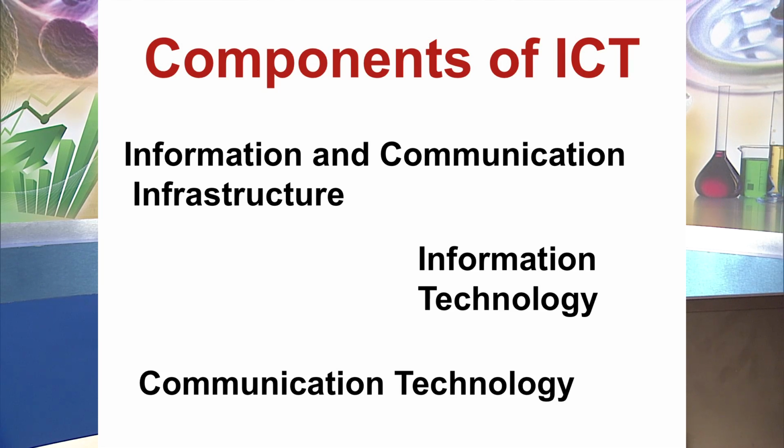And if we say what are the components of information and communication technology, simply we can say it's of three words: information, communication, third technology. But let's see what are the other components. So it is information and communication infrastructure. Second is information technology. And third, what we say is the communication technology. So all the definitions actually of ICT which we read from various sources consist of these three components.